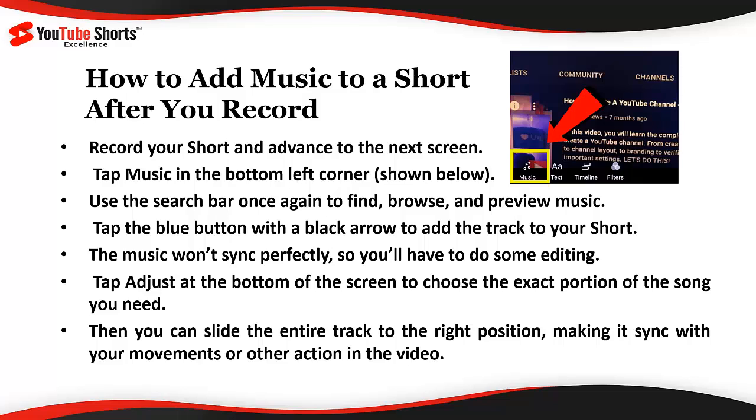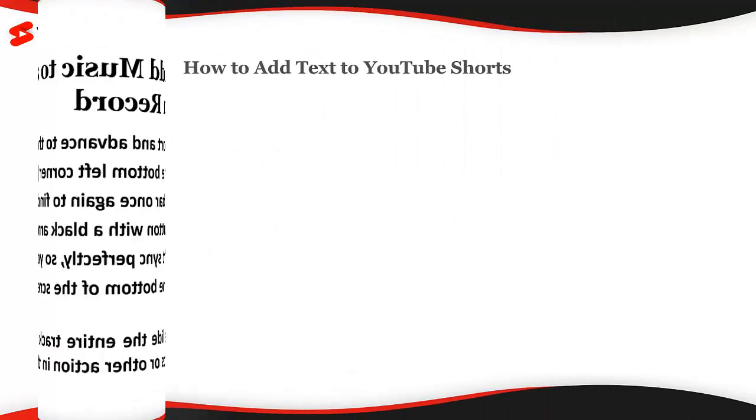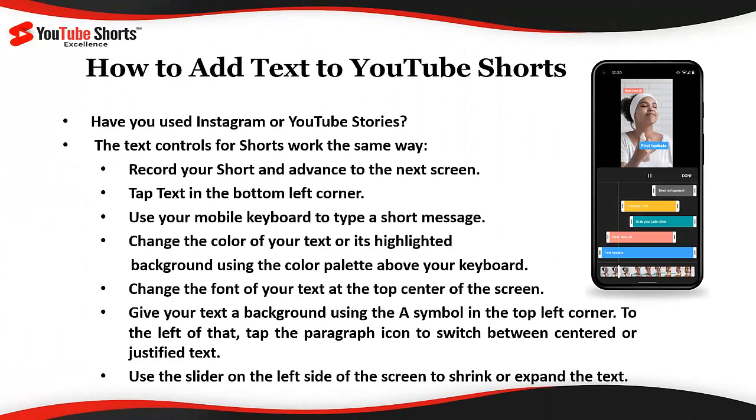The music won't sync perfectly, so you'll have to do some editing. Tap Adjust at the bottom of the screen to choose the exact portion of the song you need. Then you can slide the entire track to the right position, making it sync with your movements or other action in the video. How to add text to YouTube Shorts.